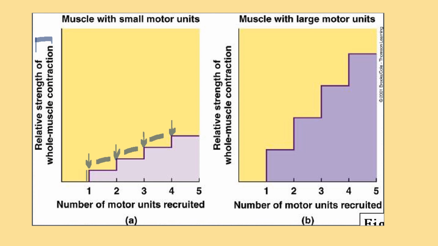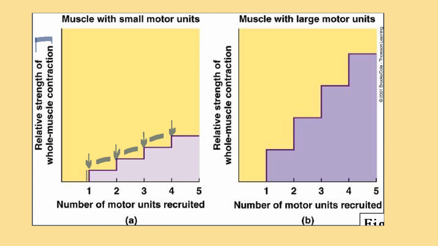Now I want to compare panel A with panel B. In panel A, we're looking at a muscle that has small motor units. By small motor units, I mean each motor unit only includes a handful of muscle cells, maybe 10 muscle cells. And in panel B, we're looking at a muscle that contains very large motor units. A large motor unit might include a few thousand muscle cells.